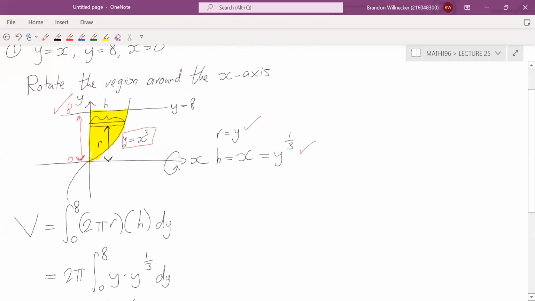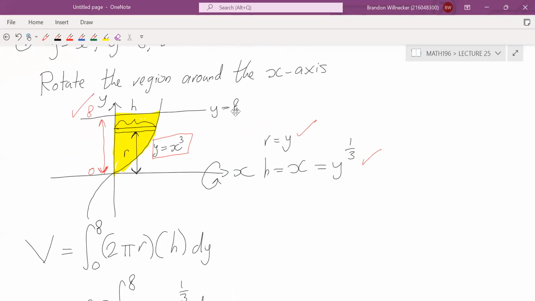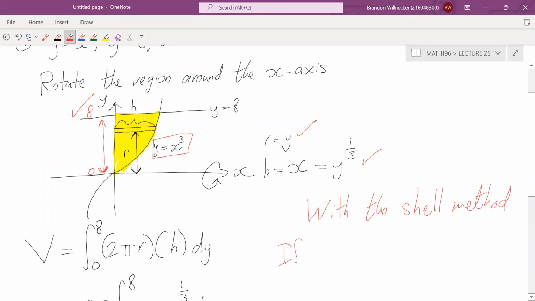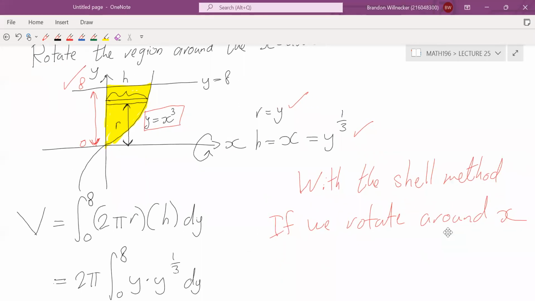Okay, so let's just look at that again. So we've got this region. We are rotating around the x-axis. So with the shell method, if you're rotating around the x-axis, you integrate along y. So with the shell method, if we rotate around x, or some horizontal axis, we integrate along y.